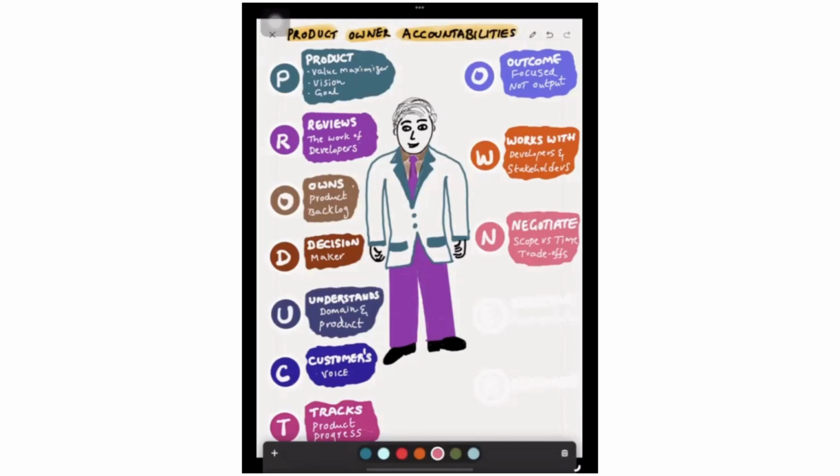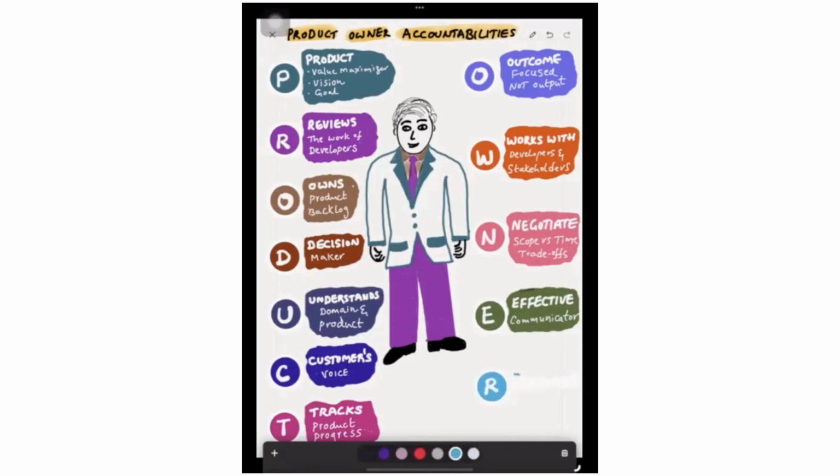These are the accountabilities of the product owner again. And the product owner should be an effective communicator. From time to time, he or she has to communicate. We are going to discuss product owner interactions in the next couple of slides, so that will help you understand. So basically, the product owner should be an effective communicator.